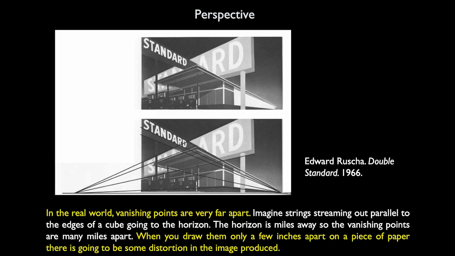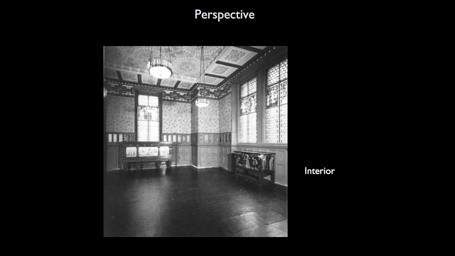So as I mentioned before, in the real world, vanishing points are very far apart. Imagine strings streaming out parallel to the edges of a cube going to the horizon. The horizon is miles away, so the vanishing points are many miles apart. And when you draw them only a few inches apart on your piece of paper, there's going to be some distortion in the image produced, as you can see here, like I mentioned before.